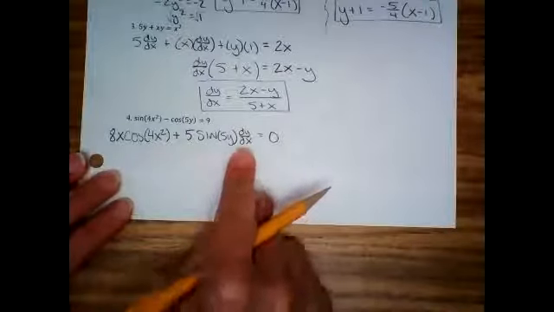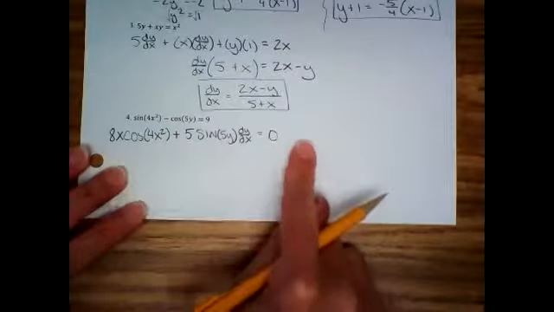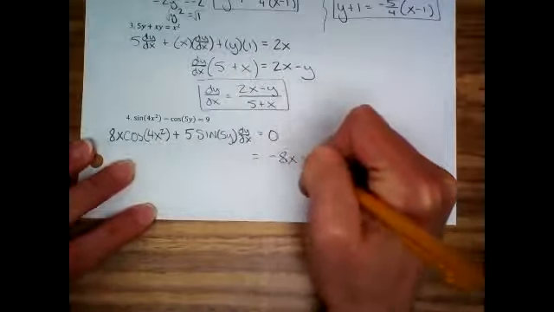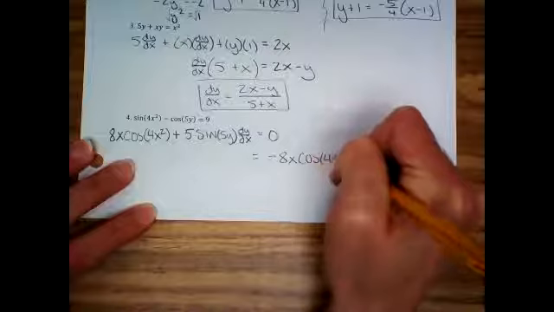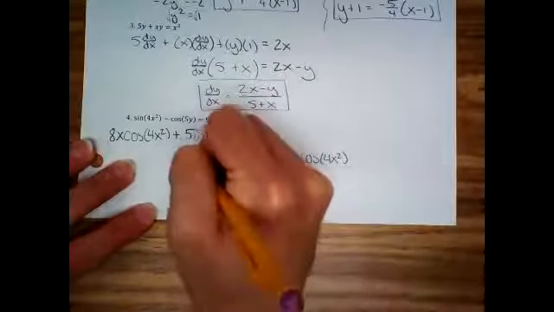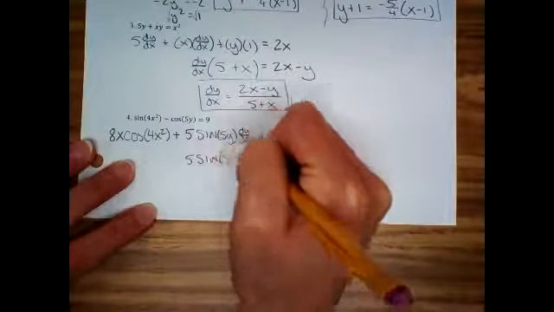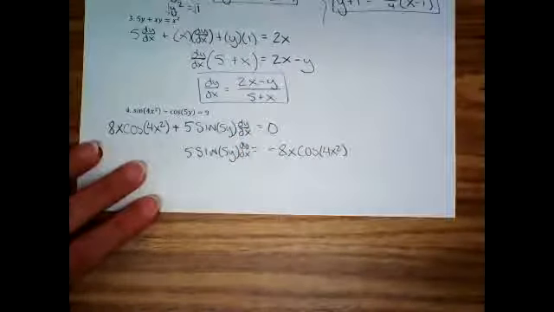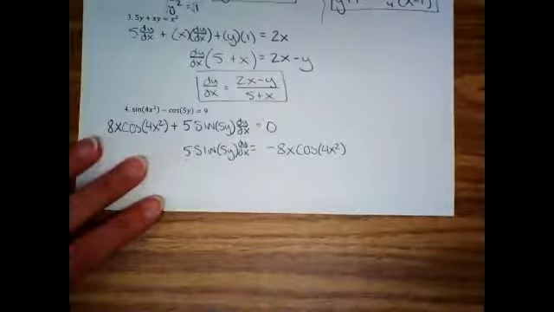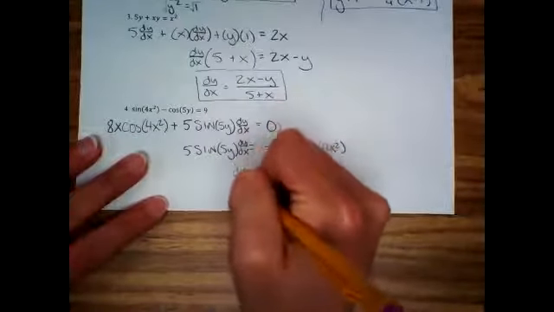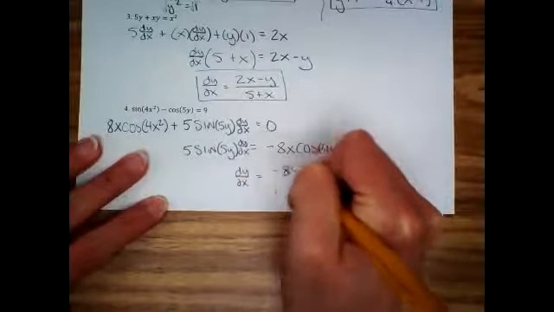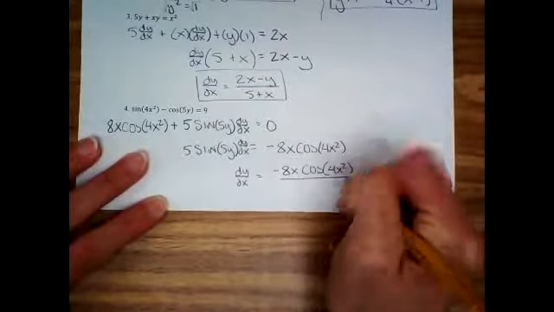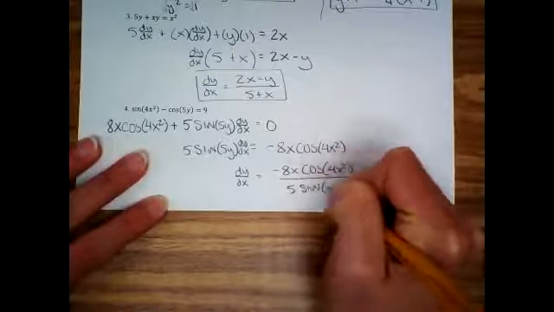And then we want to get dy dx alone. So we're going to subtract over the 8x cosine of stuff. So if you subtract that over, it's going to be negative. And this is everything that's left. And then you're going to divide everything else. So you have dy dx equals negative 8x cosine of 4x squared over 5 sine of 5y.